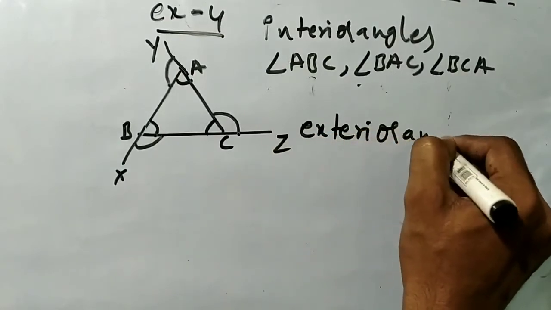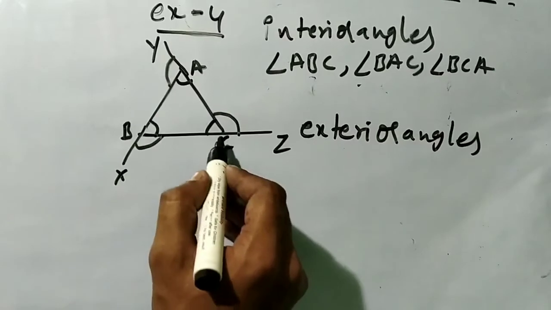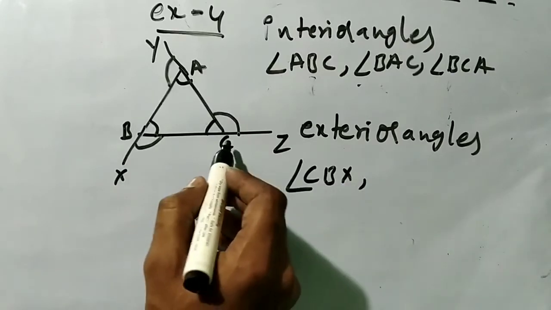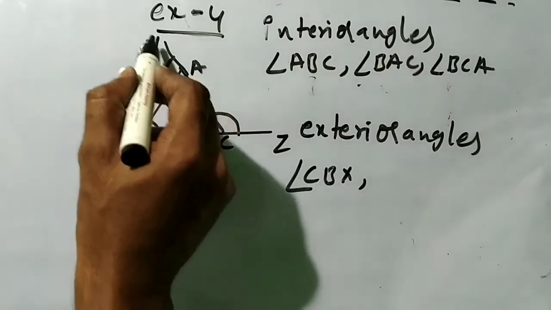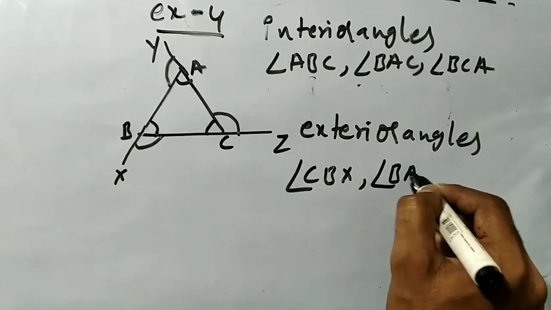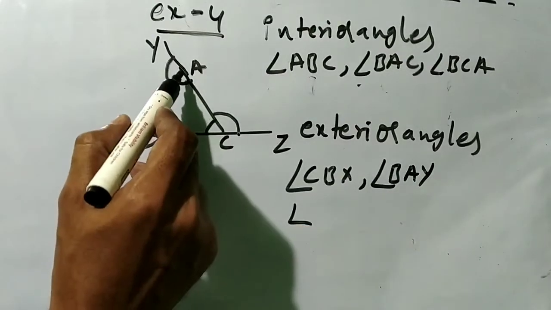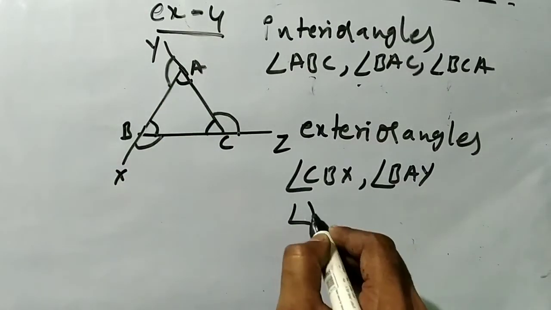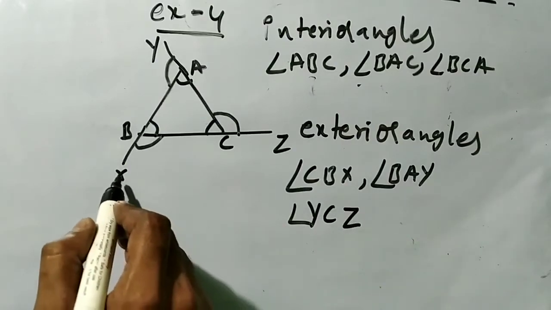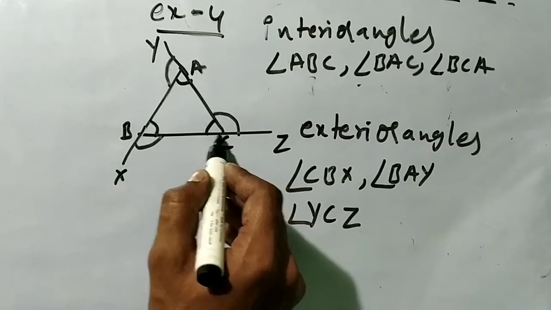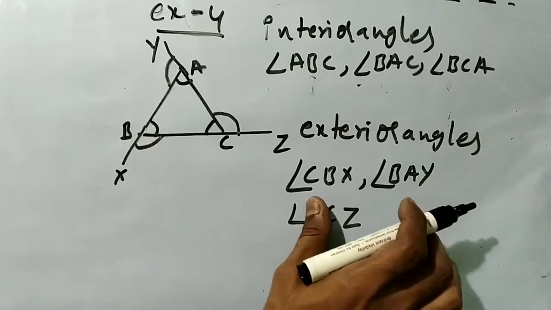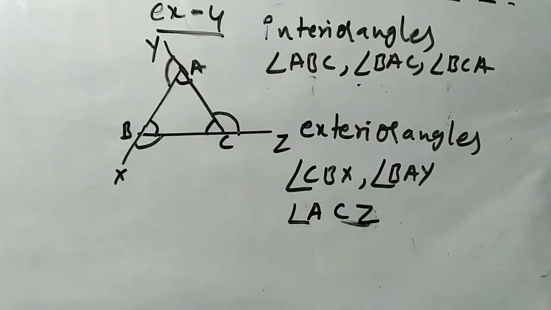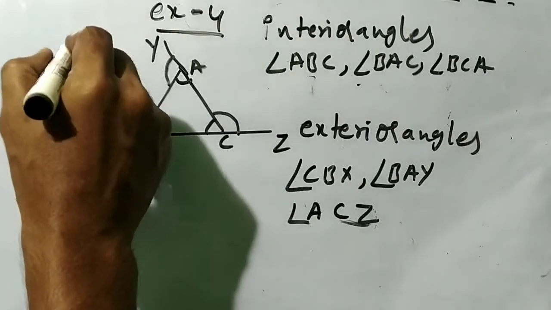Exterior angles: CBX, that is angle CBX, and here BAY, that is angle BAY, and also ACZ. No, not ACZ, we have to start with Y. YCZ. That is what we got. So this is exercise four, first one.